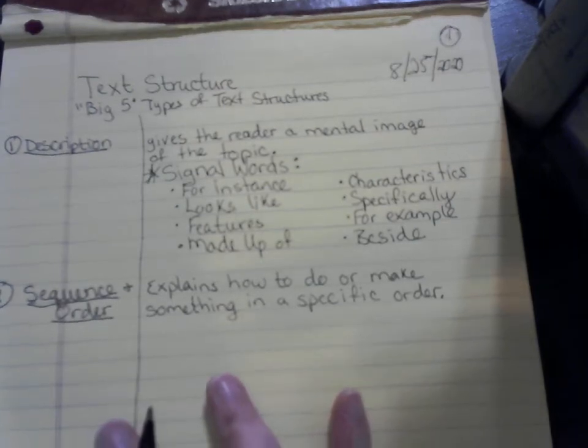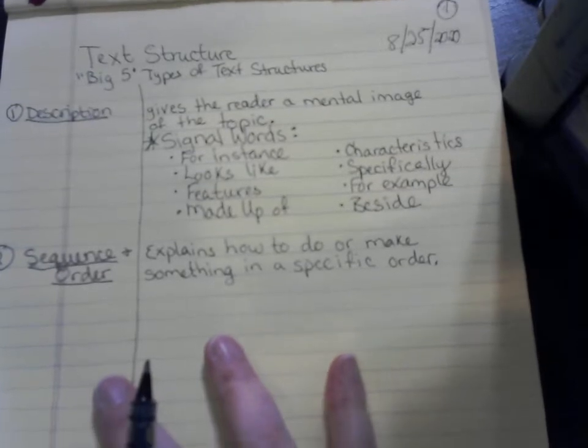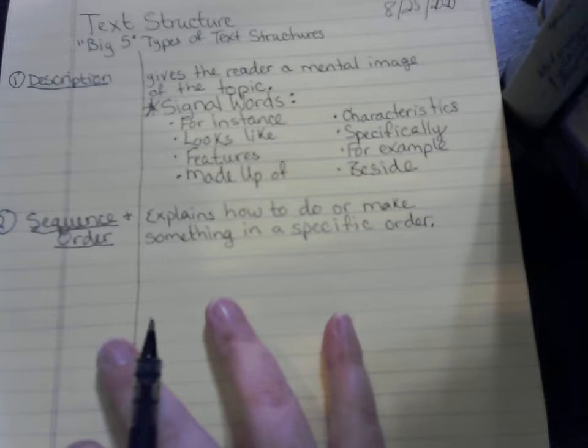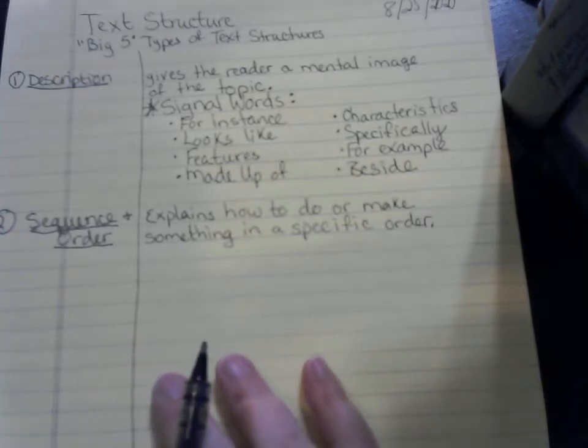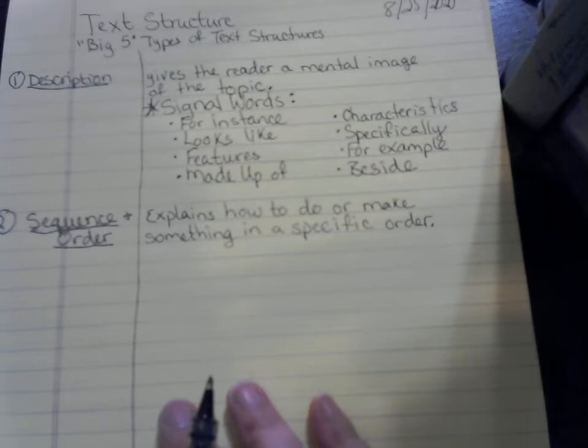What immediately came to your mind? Did things like recipes, instruction manuals, maybe guidebooks come to your mind? Well, I hope they did, because that's exactly what sequence and order should do. Those types of informational texts rely heavily on sequence and order.